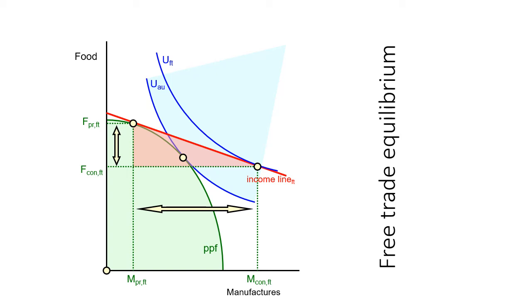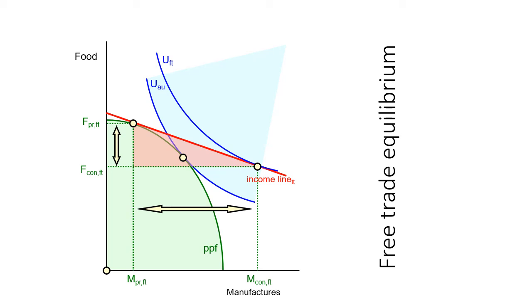How can we analyze that point? So you need to know this. Are we consuming more manufacturers, or are we consuming more food at our new consumption point? So we need to draw a comparison from a production side and from a consumption side under free trade. Where are we producing?